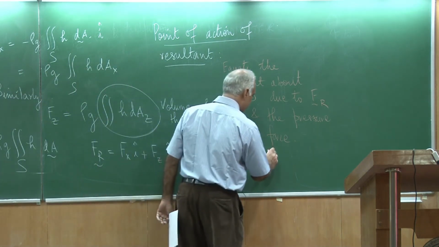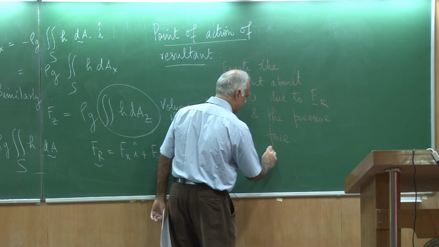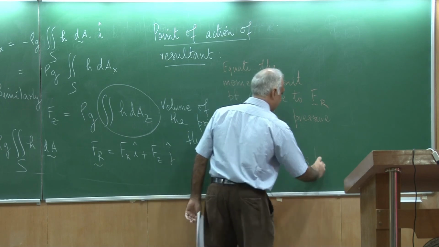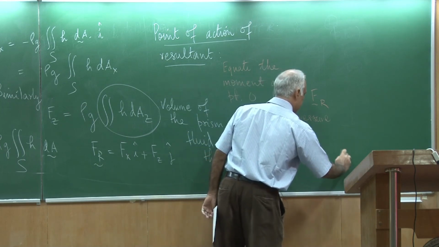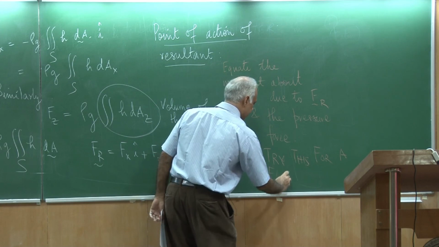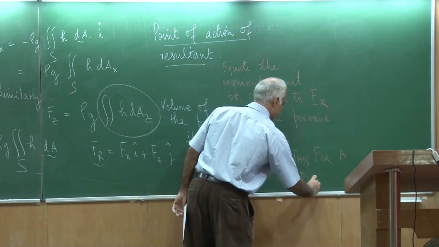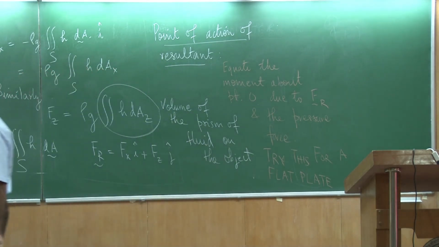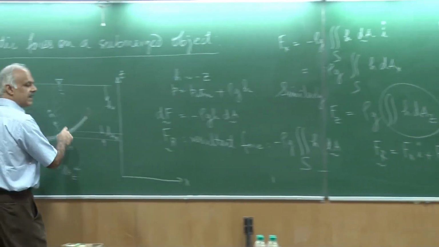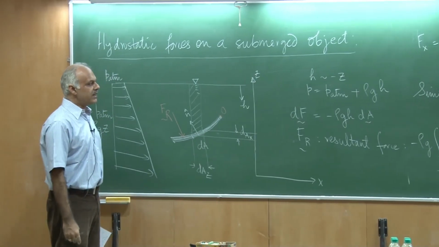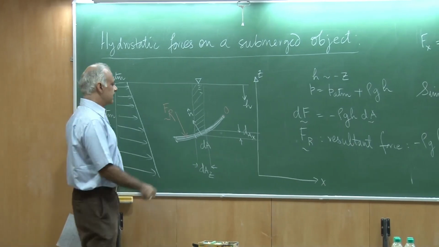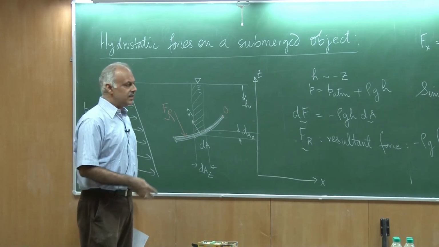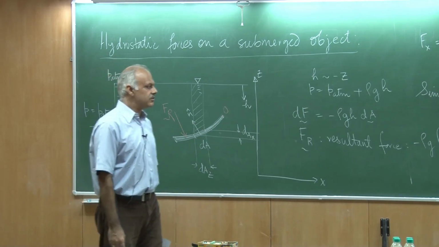I would like you to do this as a home assignment. So, please try this for a flat plate. So, assume that this object is a flat plate and then try to find out what is the point at which this resultant force acts. It is rather simple. If it is a curved object, then you will have to work a little harder.